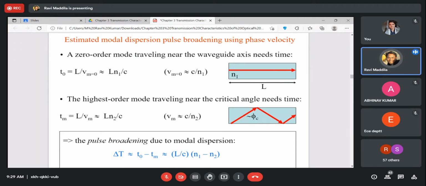This is a small numerical example of how one can find out the pulse broadening. So you have a zero order mode which corresponds to m equal to 0, which is traveling near the waveguide axis. I mentioned this before, right?